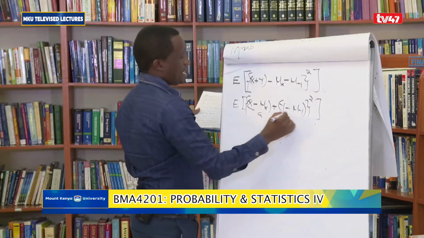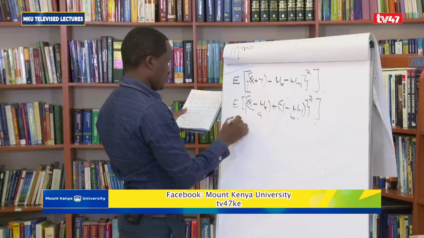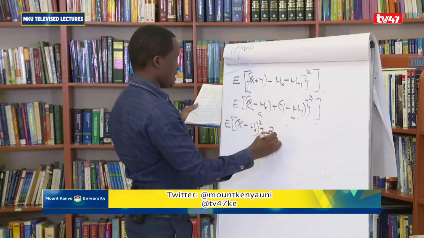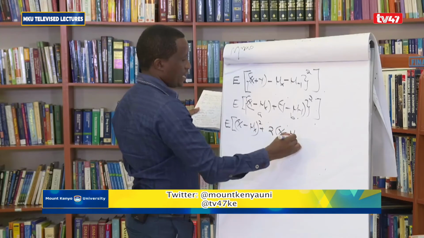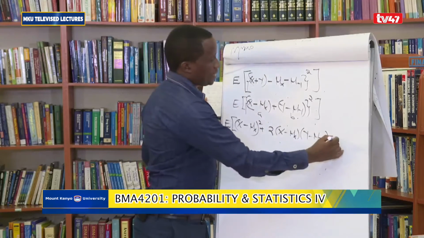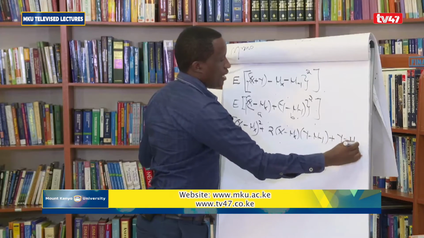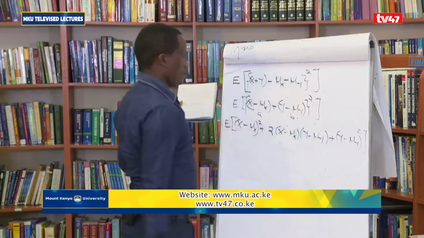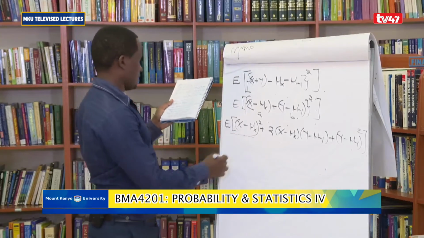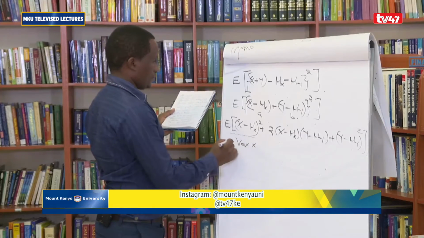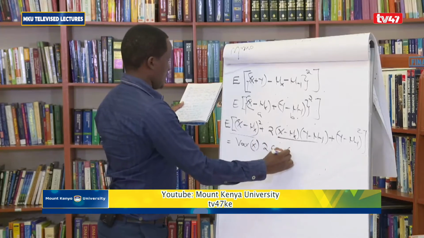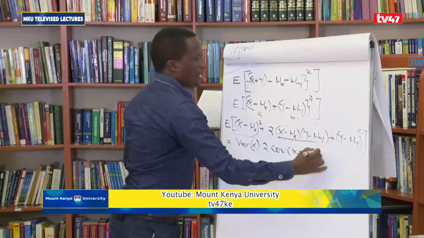So treating these as a and these as b, we are going to have expected of x minus mu of x squared plus twice x minus mu of x, y minus mu of y, then plus y minus mu of y squared. Then at this point, if we apply the expectation, this is just the variance of x. And then this is the covariance. So we have two covariance of x, y, and then this is the variance of y.